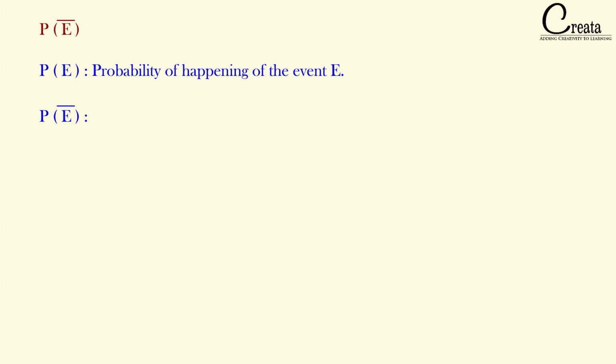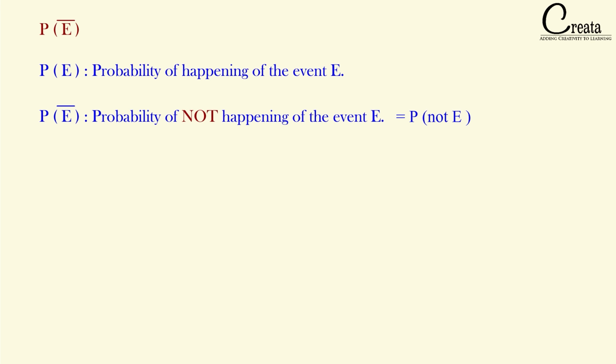This concept is called P(E) bar, a bar over the P(E). We have seen P(E) as the probability of the event, and P(E) bar is the probability of not happening of the event E. P(E) is the probability of happening of that event, and P(E) bar is the probability of not happening of that event. The concept is that the addition of P(E) and P(E) bar is equal to 1. That is, P(E) plus P(E) bar is equal to 1.